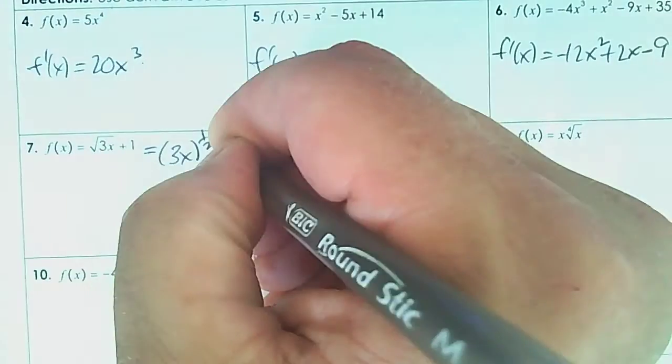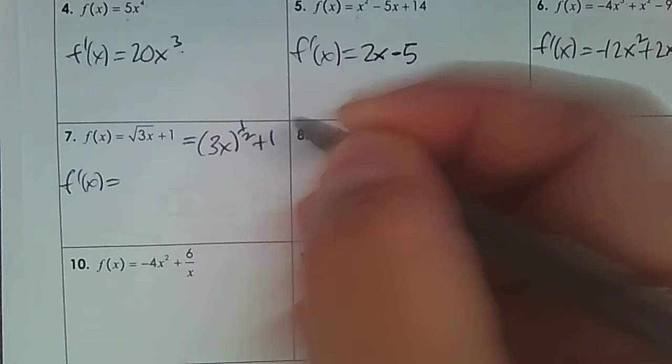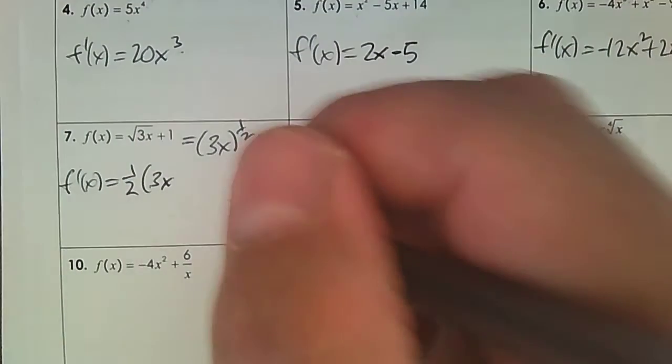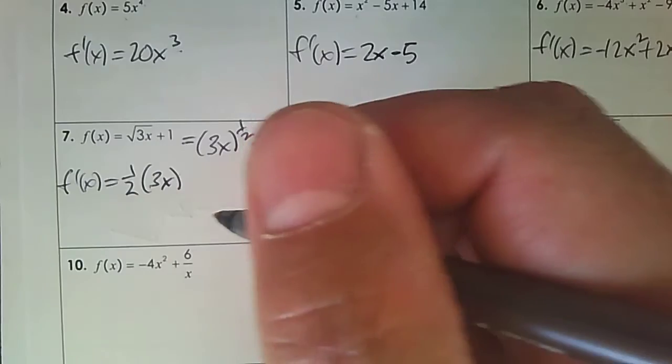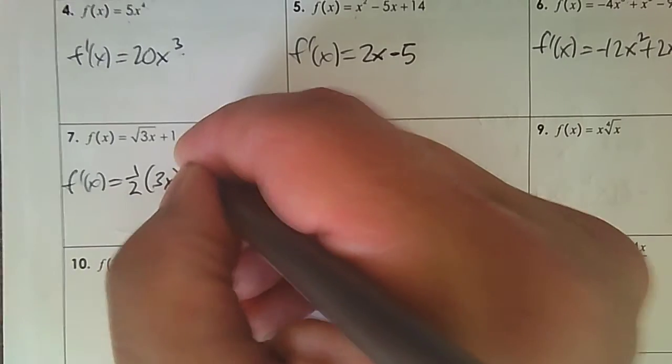That's 3x to the 1/2 plus 1. So that when I take the derivative, it's 1/2 times 1 in front. Subtract 1 from the exponent. So 1/2 take away 1. That's -1/2.